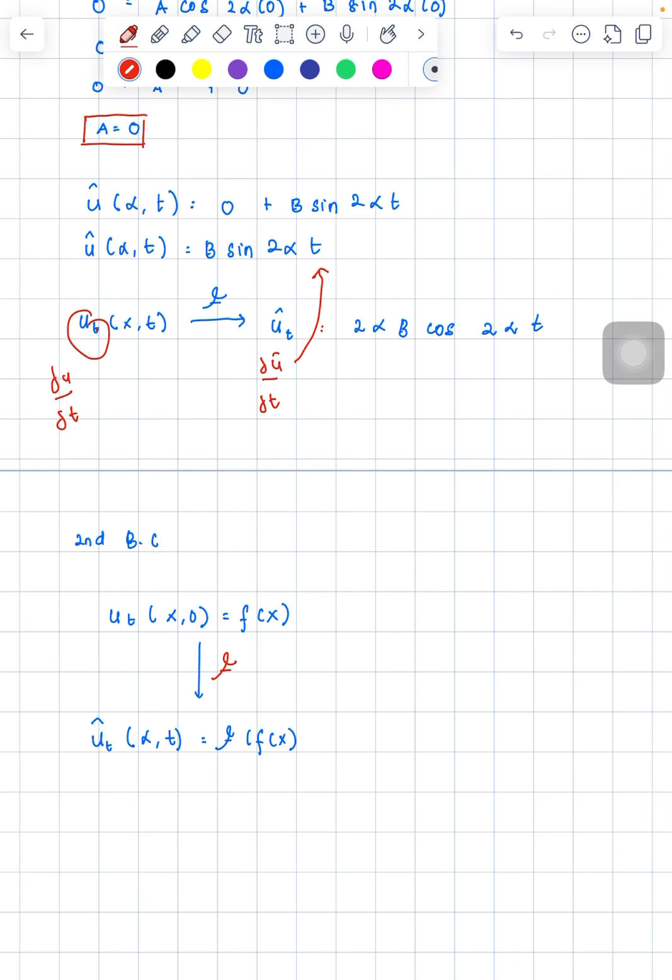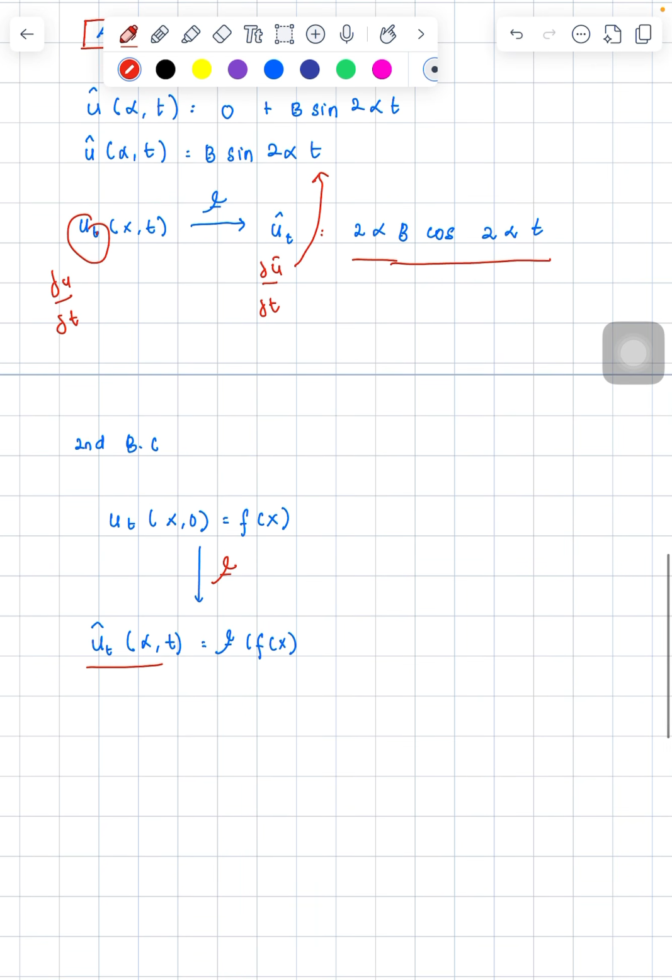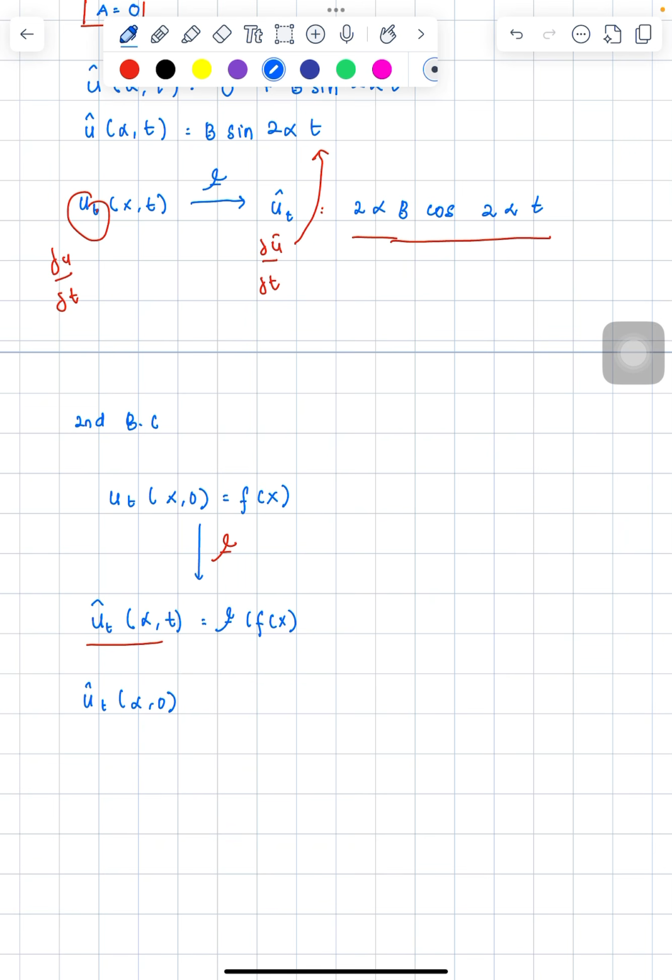Okay, this u hat_t(alpha, t) actually comes from this. But from the boundary condition, our t is 0. Since our t is 0, we have u hat_t(alpha, 0), so we substitute t with 0. When we substitute t with 0, this equals 2 alpha b cos 2 alpha t with t substituted by 0. So we will get 2 alpha b.